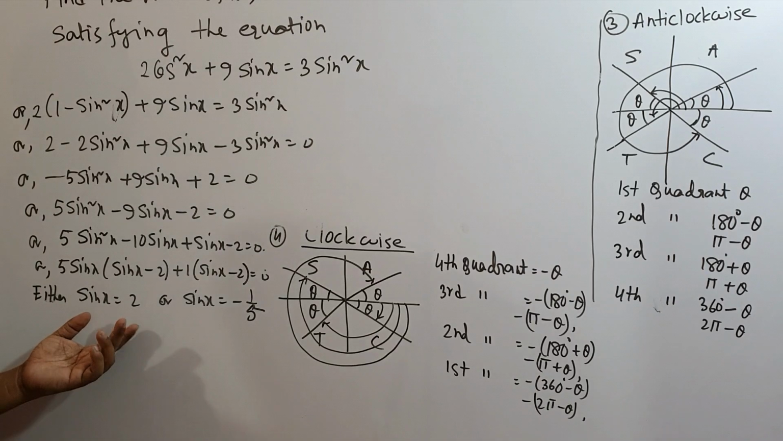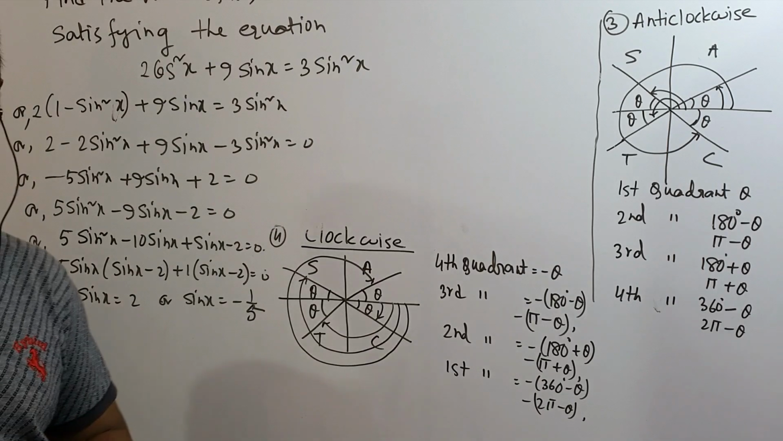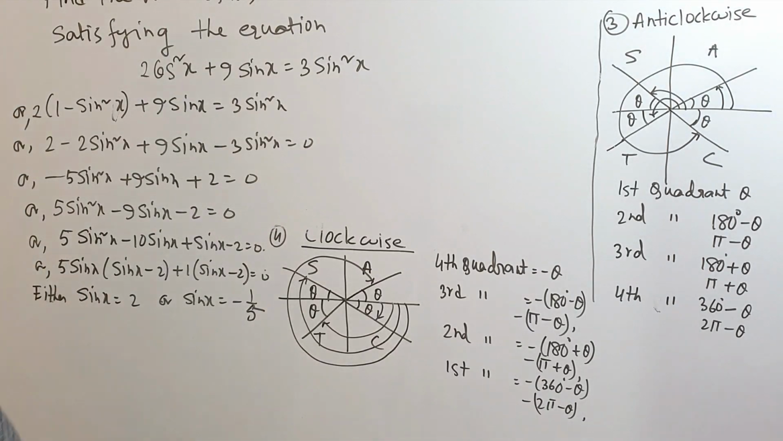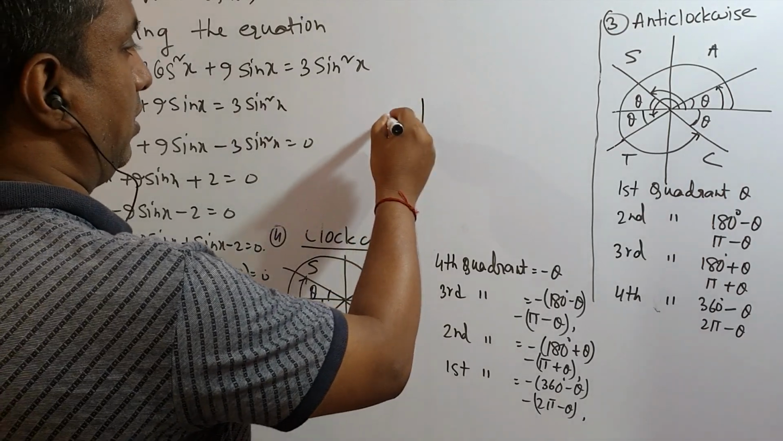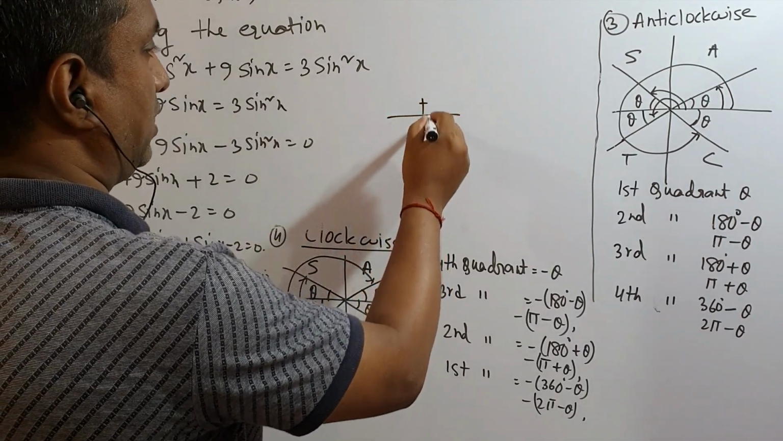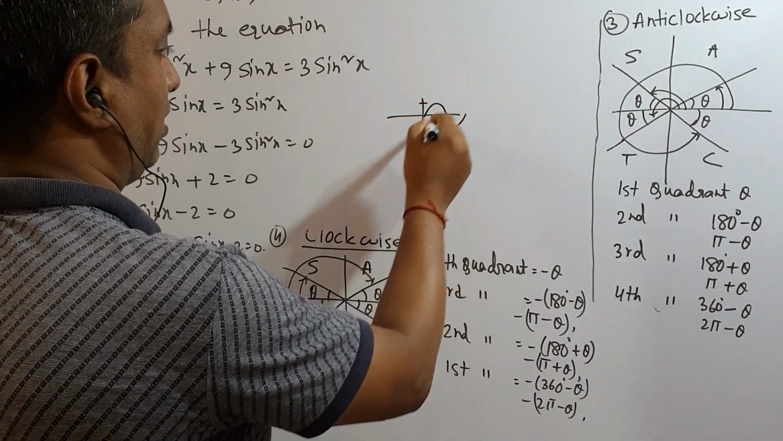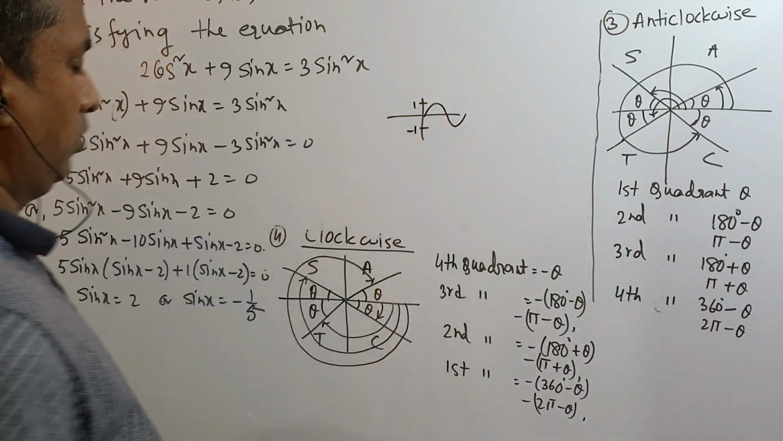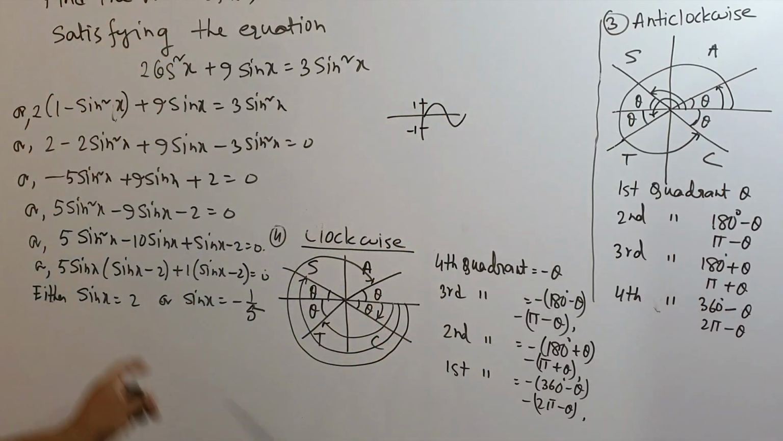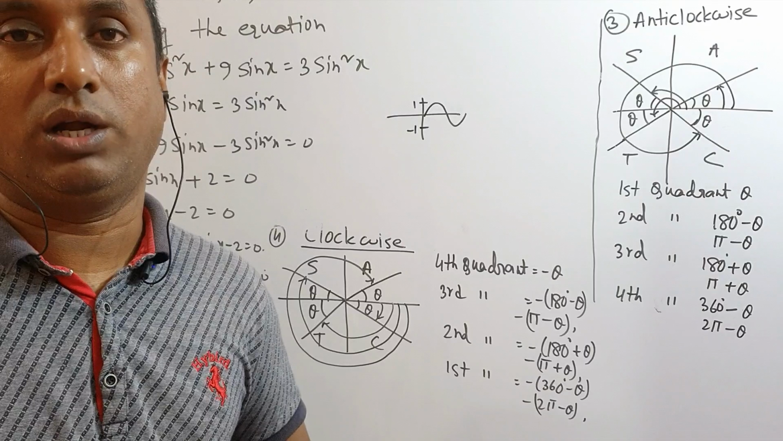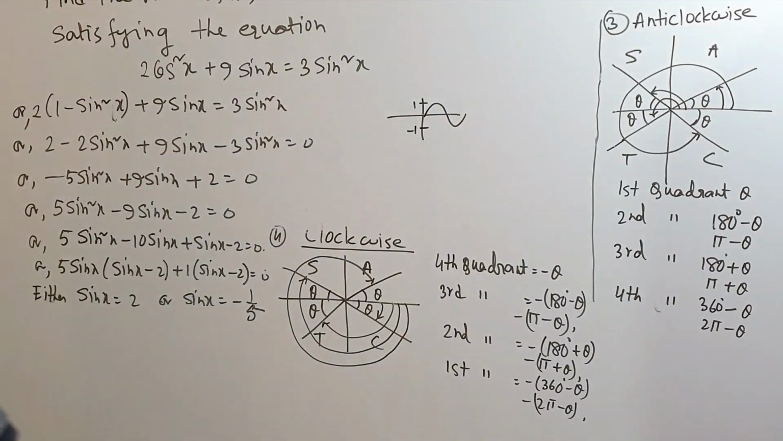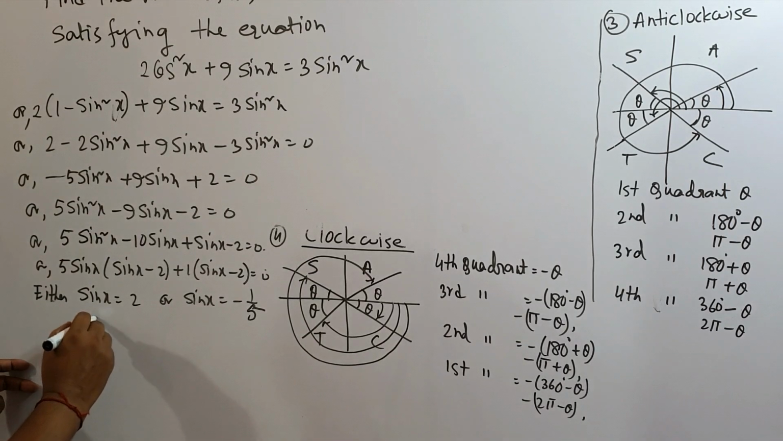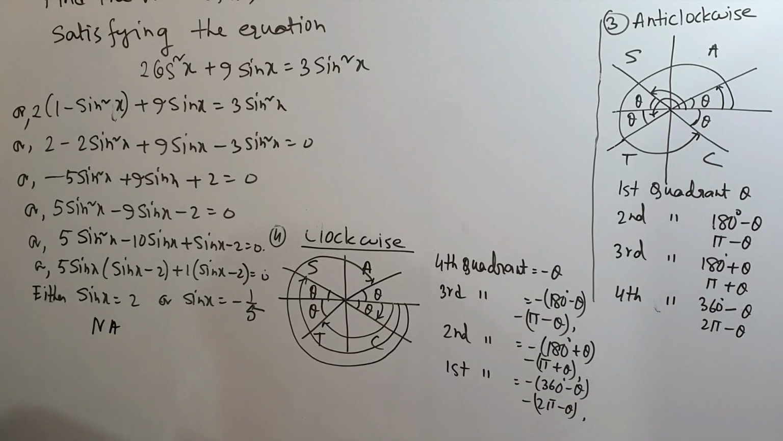Another way to explain it is, if you see the sine curve, it will be maximum 1 and minimum minus 1. So sine values cannot be more than 1 or less than minus 1. For this reason, sin x equals 2 is not acceptable. So let us write not acceptable, or inadmissible.